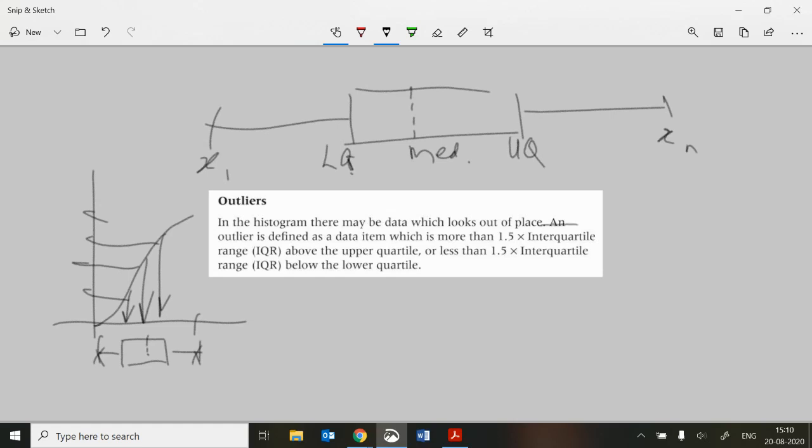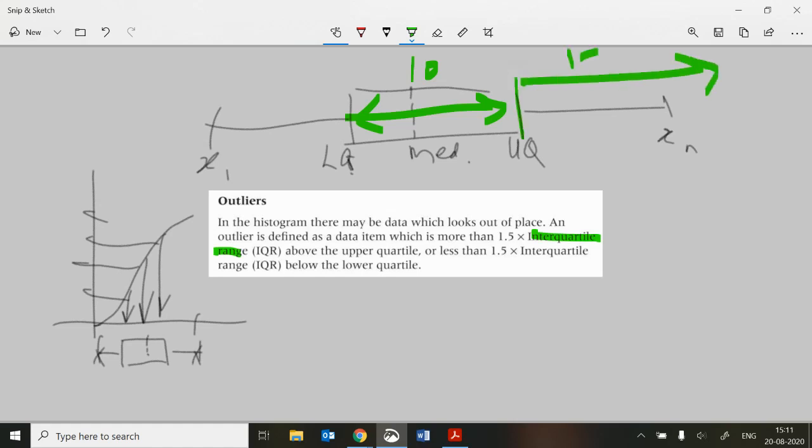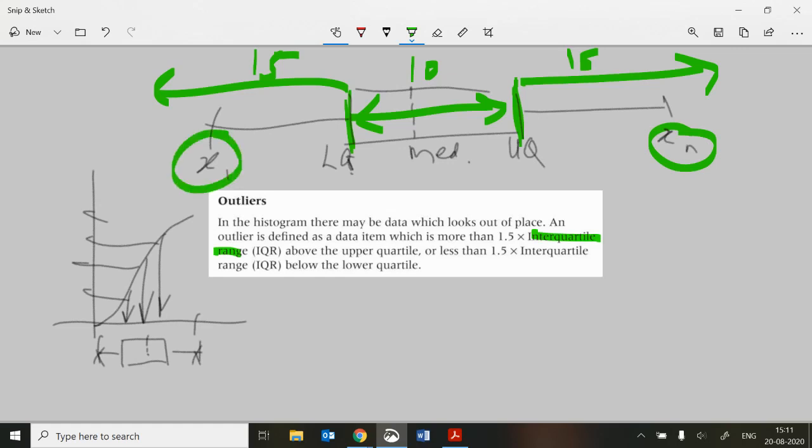So it says the outlier is defined as a data item which is more than 1.5 times the interquartile range. Well, the interquartile range here is this distance here. So if this distance here is, let's say, 10, then if this value is more than 15 above the upper quartile, or more than 15 below the lower quartile, then those are considered to be outliers. So they're rogue values. They don't fit within the distribution.